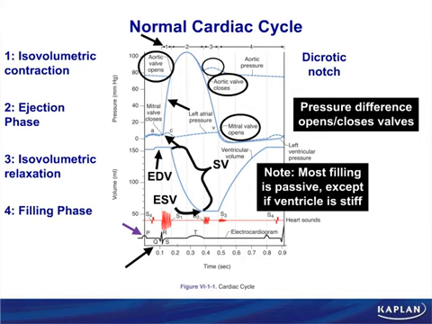Most of the filling is passive. We just have to open the valve, and the blood flows because atrial pressure is higher than ventricular pressure. So most of the filling is passive. Now, we do have instances where atrial systole becomes more and more important for ventricular filling, and that is when the ventricle starts to get stiff. So if I have a stiff ventricle, atrial systole becomes more important.